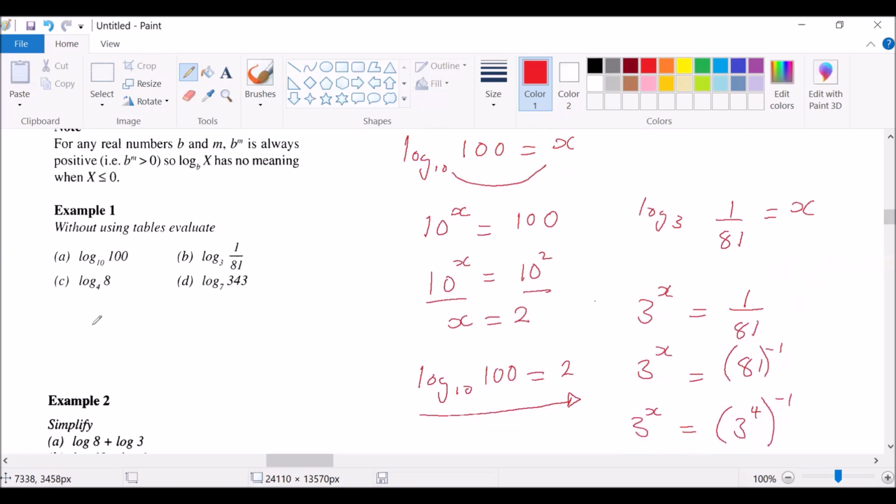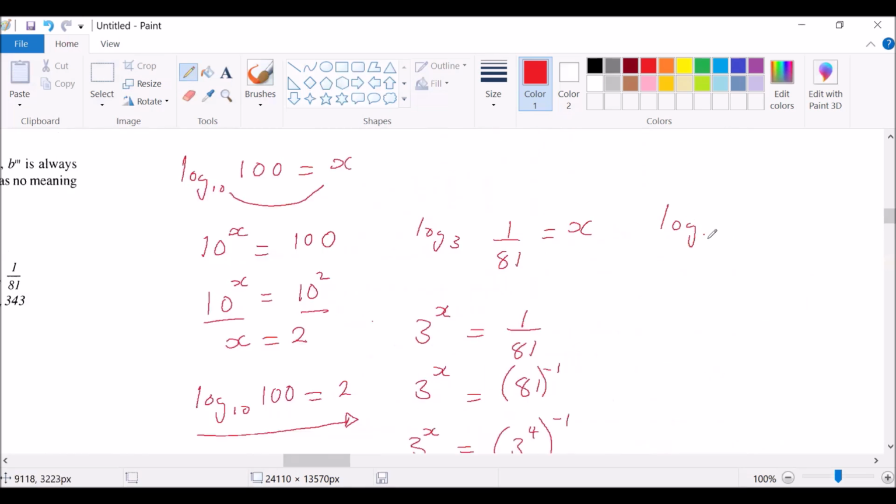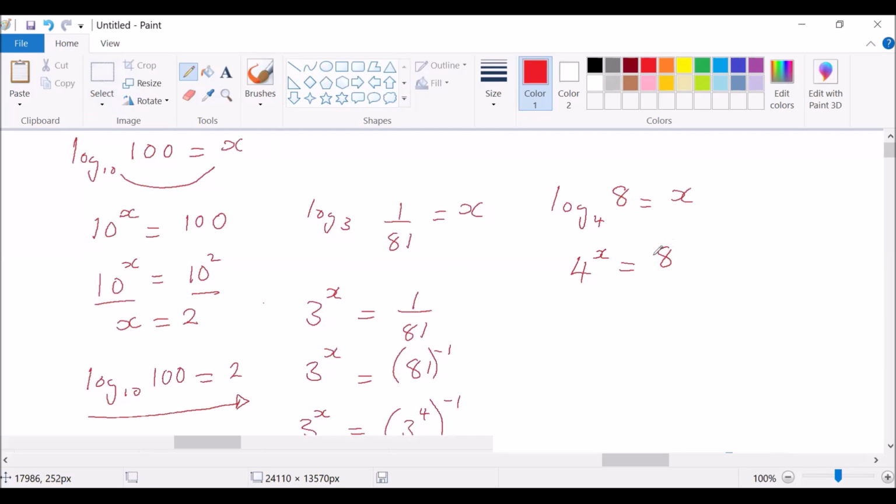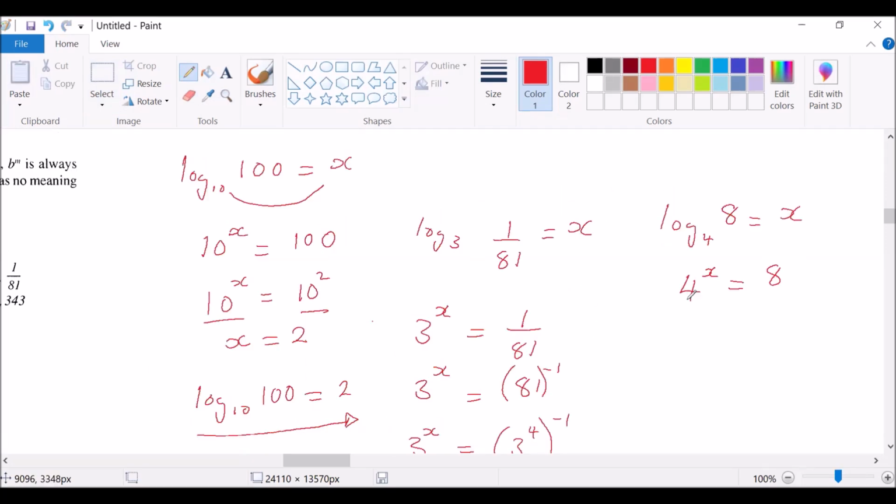Log to base 4 of 8. Log to base 4 of 8 is equal to x. So we are saying 4 to the power x is equal to 8. Now, 8 cannot be easily expressed as a power of 4. So we find a common base for 4 and 8, which is 2. Now we can say 4 is 2 squared. 2 squared to the x is equal to 2 cubed.